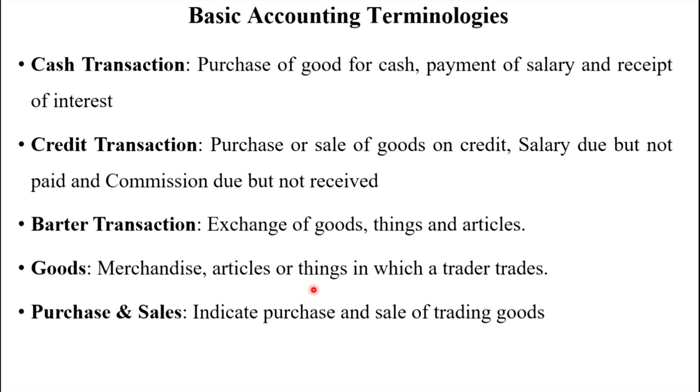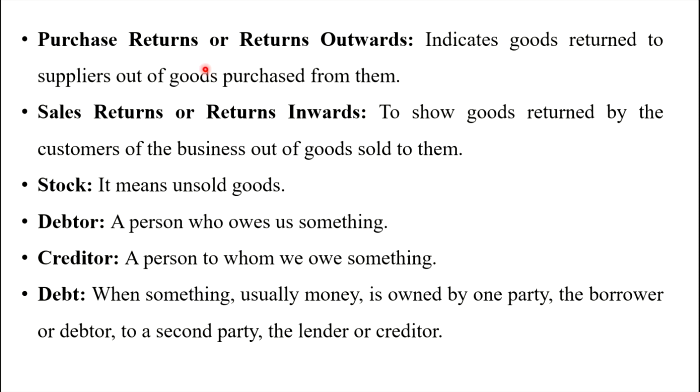Another terminology we come across in accounting is purchase and sale. The terms purchase and sales are used in accounting to indicate purchase and sale of trading goods or finished goods. Then purchase return or return outward. This term indicates the goods returned to the supplier out of the goods purchased from them. That we call purchase return or return outward.